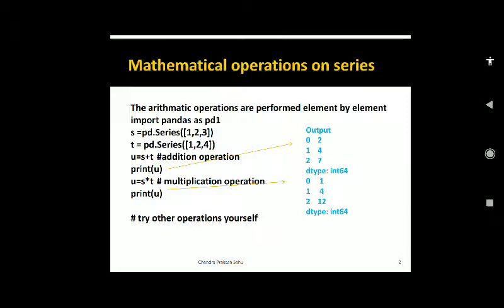Similarly, you can apply multiplication. It will also be done one by one, element by element. First element of S will be multiplied with first element of T. Second element of S will be multiplied with second element of T. Third element of S will be multiplied with third element of T, and so on. You can also apply other operations like division, subtraction and other mathematical operations. They all will be done element by element, and for that purpose the number of elements in these two series must be same.